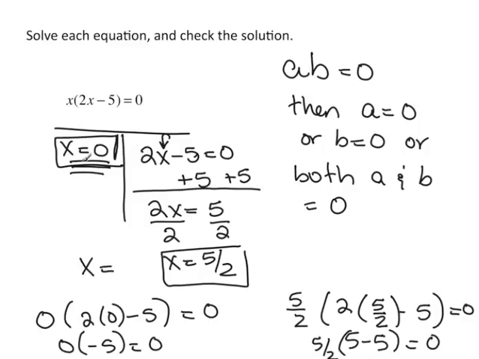So you can see that if we plug in 0 to the equation, we're going to end up with 0. And also if you plug in 5 halves into the equation, we're going to end up with 0. So the answer to this question is going to be that and that.